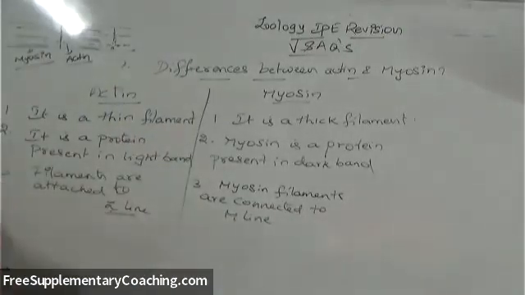So you are supposed to write three differences. Actin is a thin filament, whereas myosin is a thick filament. Actin is a protein present in the light colored band, whereas myosin is a protein present in the dark colored band. Actin filaments are attached to the Z line, whereas myosin filaments are connected to the M line. Understood? These are the differences between actin and myosin.